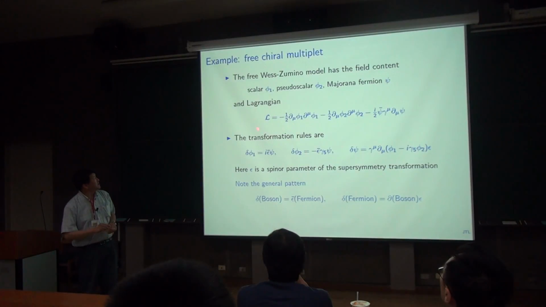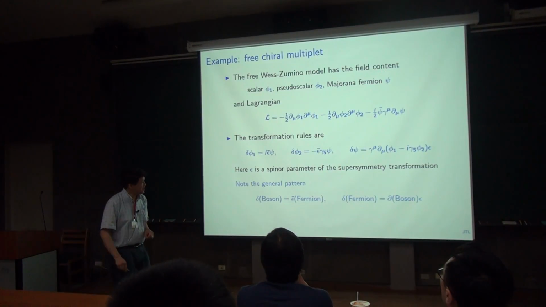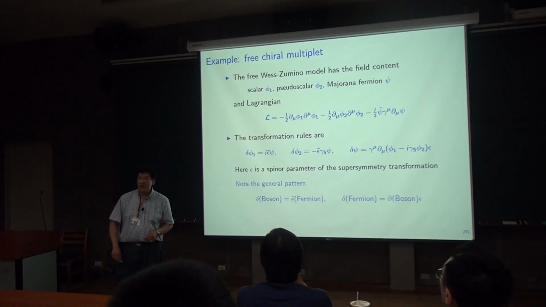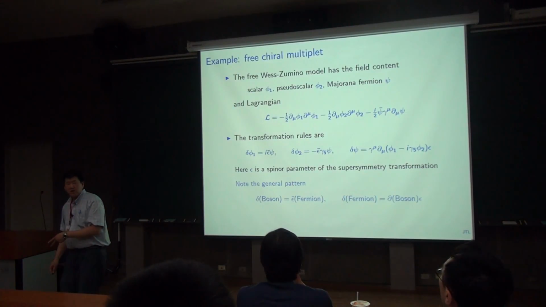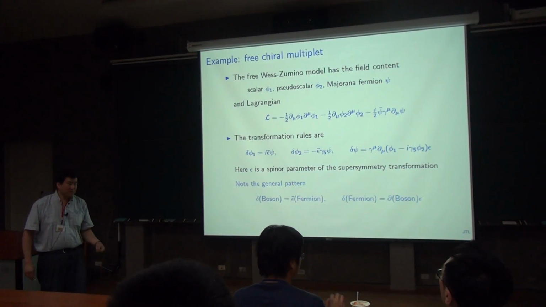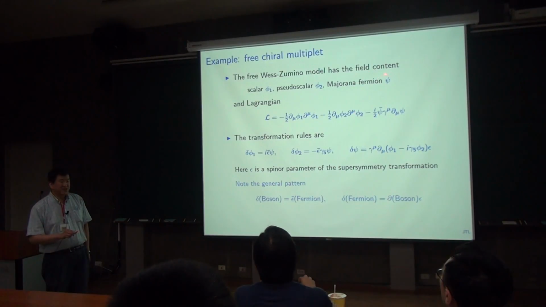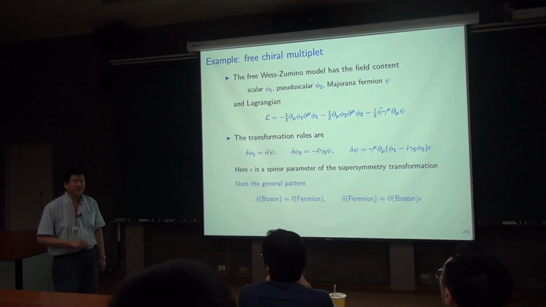So you might worry, there are 2 real scalar degrees of freedom, and there are 4 fermionic objects over here. However, the fermion satisfies the first order Dirac equation, which relates 2 of the fermion components to the other 2. So the Majorana fermion actually has 2 real degrees of freedom.